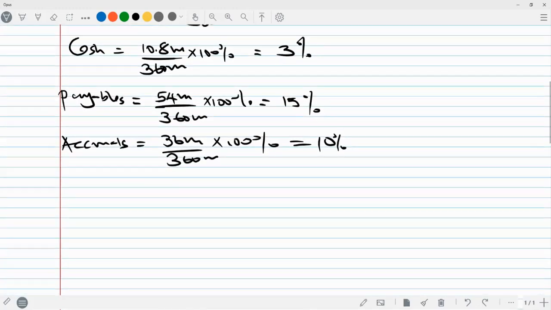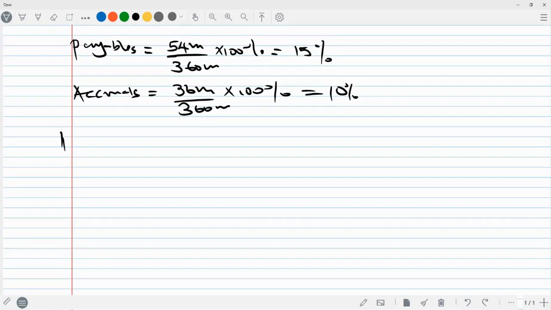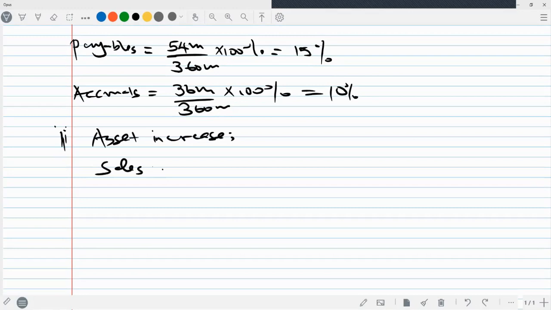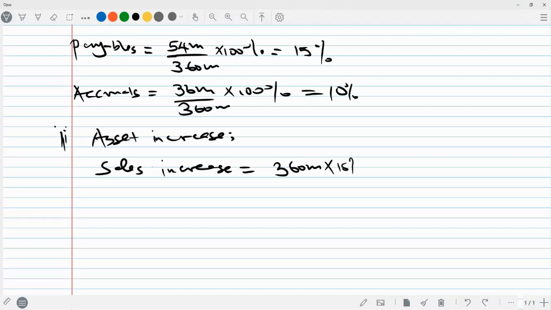The next step, of course, is to determine the increase in assets. So step number 3 is asset increase. First, we determine what will be the increase in sales over those years. The sales will be increasing by 15% in year 2012, and then increasing by 20% the year after. So the sales increase will be based on current sales, which we are told is 360 million. Therefore, the sales increase for 2012 will be equal to 360 million times the increase, which is 15%.